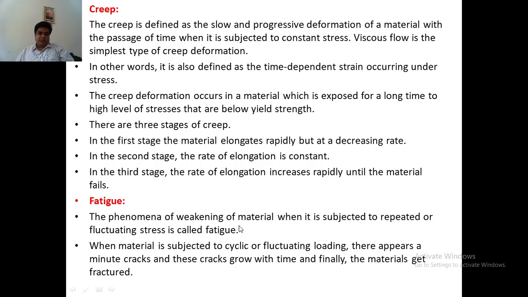For example, you take a shaft which is rotating, so that undergoes fatigue. Even in your IC engine, the piston, the connecting rod, and the crankshafts are subjected to fluctuating loading under different speeds of the vehicle, so that causes the material to fail. That phenomenon is called fatigue. So fatigue means the load will be varying, fluctuating. The amount of load we are applying will be fluctuating or varying.